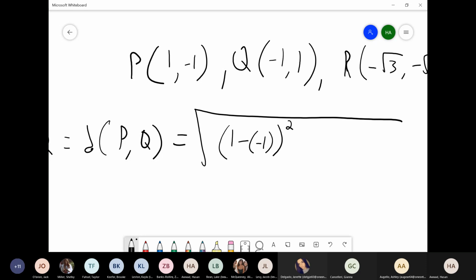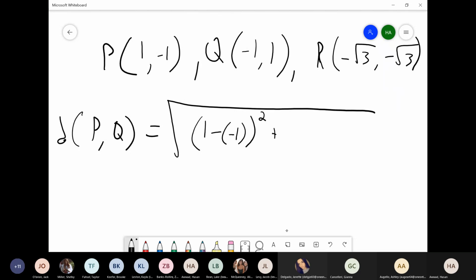The -1 is the x component of Q. So 1 minus -1 squared plus, and now I have -1 minus 1 squared. So -1 is the y component of P, and 1 is the y component of Q. Again, just remain consistent about which one goes first. So I had P go first both times.